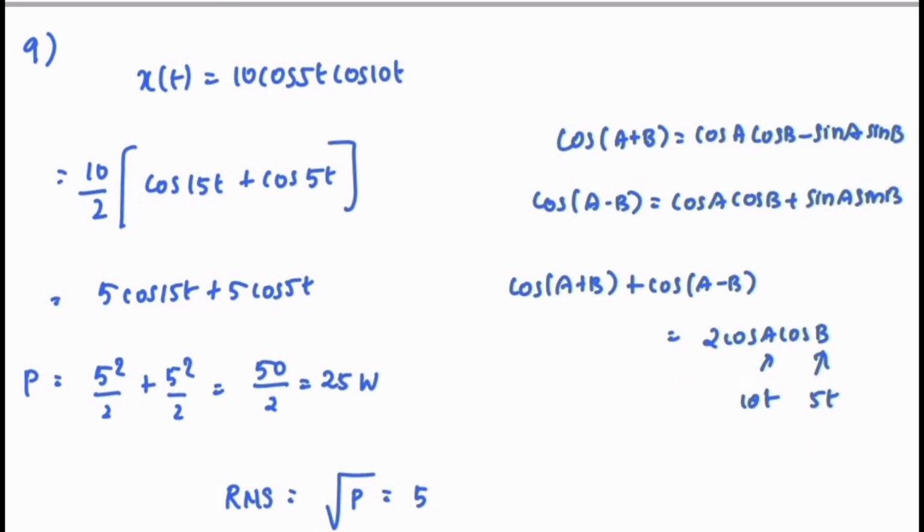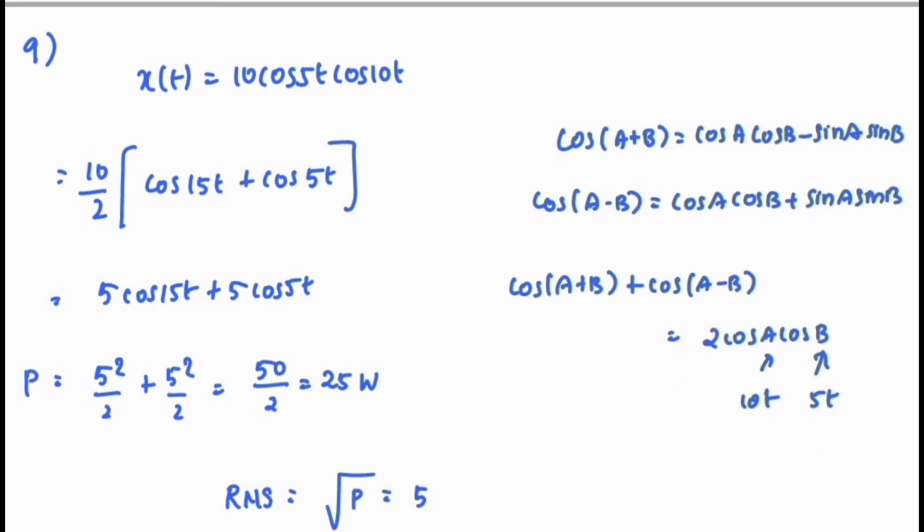So the ninth question, x of t is equal to 10 cos 5t into cos 10t. You should not take it as 10 cos, so the amplitude square divided by 2 is your answer. So it's a power signal. You should not take it like this. Obviously this is a power signal, but you know the formula, right?